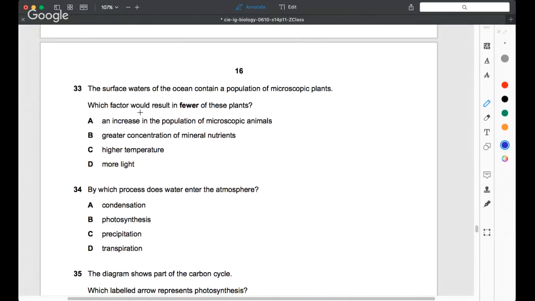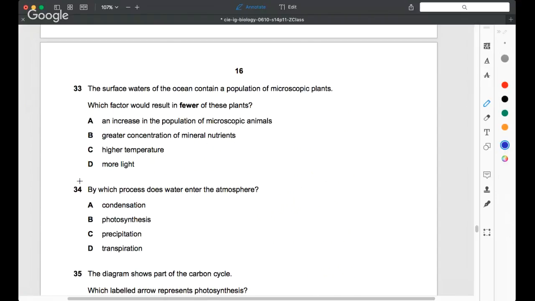So the microscopic animals eat them. Mineral nutrients, if there are more nutrients, then they could, in theory, create more plants, so they grow more. Higher temperature would mean that you can have fewer limits on photosynthesis, so they could grow more. And more light would mean they're going to be able to do more photosynthesis, so they grow more. So fewer plants, it'll have to be A.